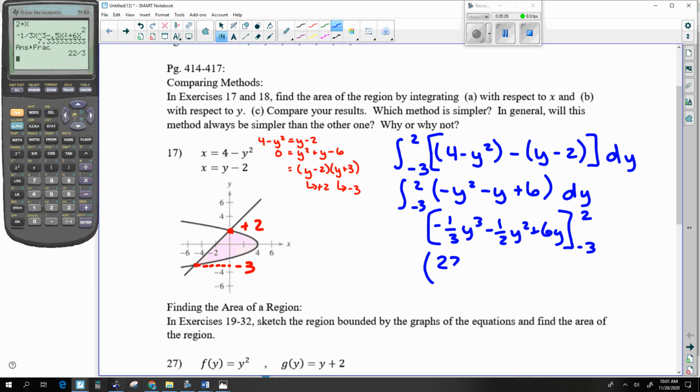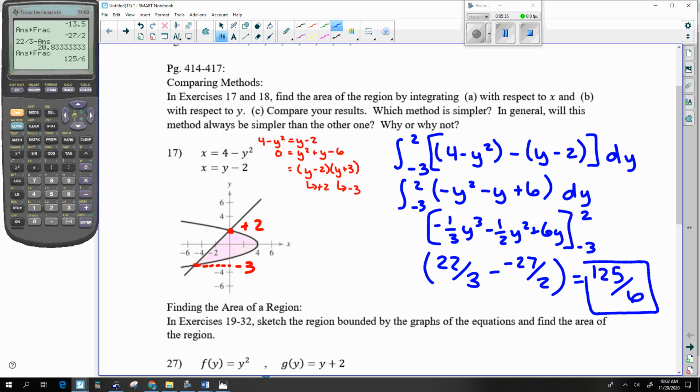22 thirds, minus the negative 3 answer, which is negative 27 halves. So this is 22 thirds minus that. Hope that's right. Can't guarantee it, but I'm pretty sure.